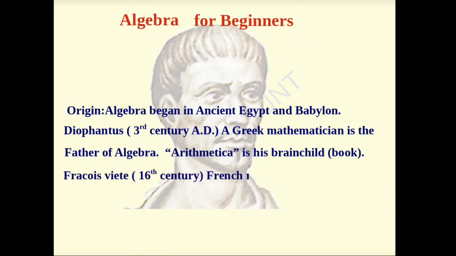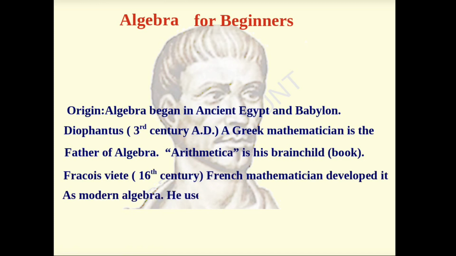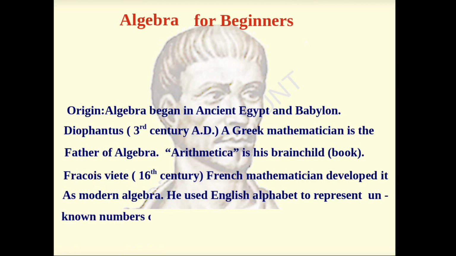Francois Viete, 16th century French mathematician, developed it as modern algebra. He used English alphabet letters to represent unknown numbers called variables.